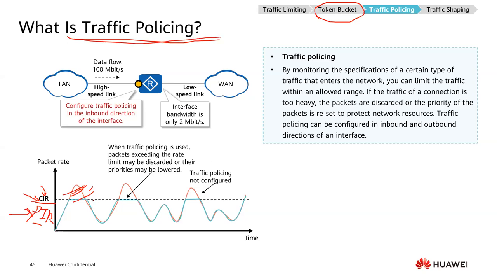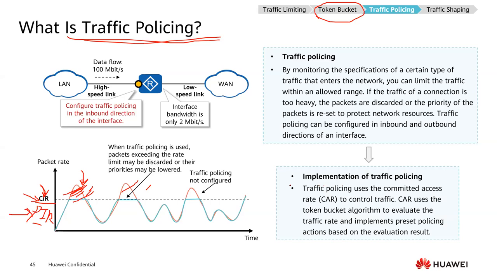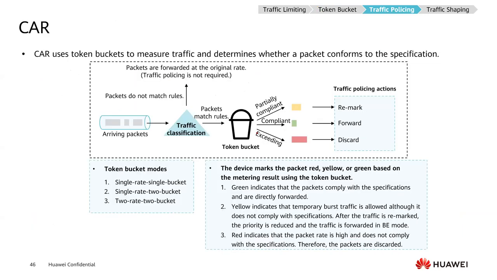So traffic policing means if the traffic speed exceeds the CIR or PIR, the excess packets will be dropped. Traffic policing can be deployed in the inbound or outbound direction. When we configure traffic policing, we will use a tool called CAR, committed access rate. This CAR is for the router.